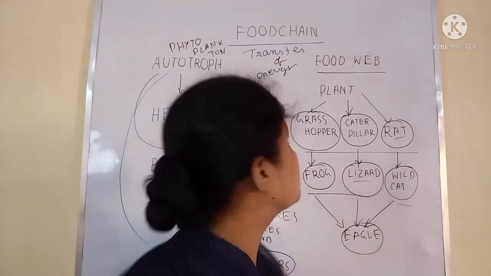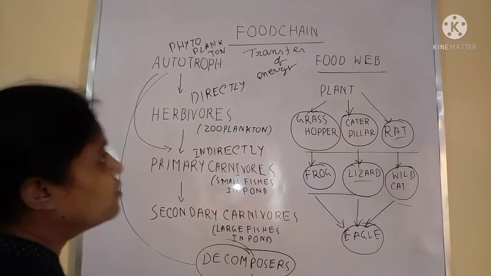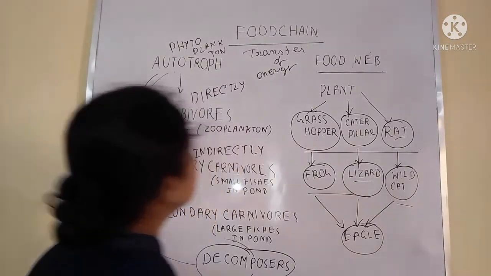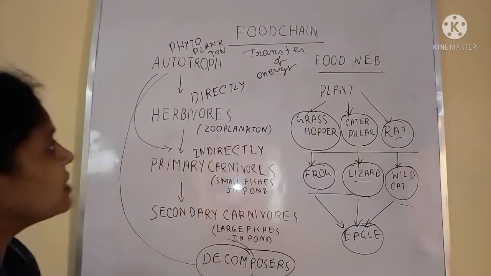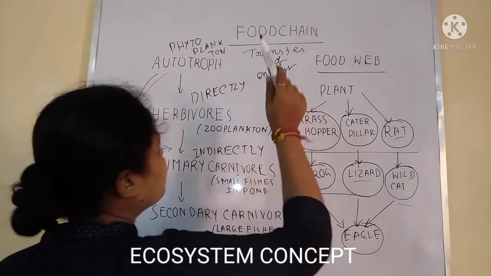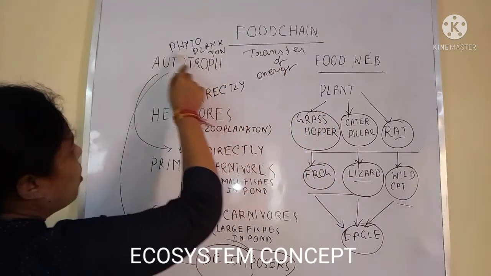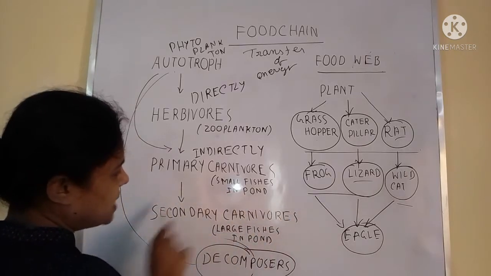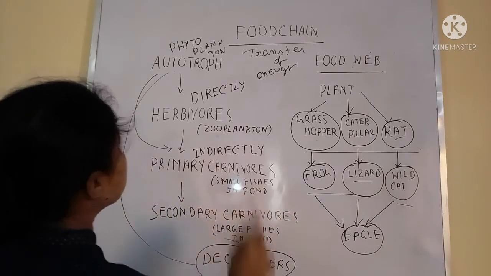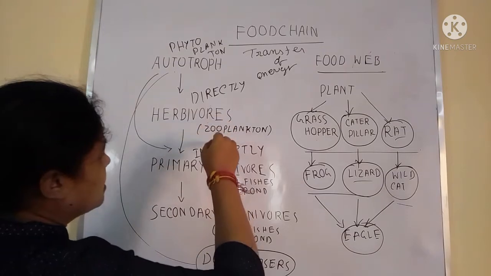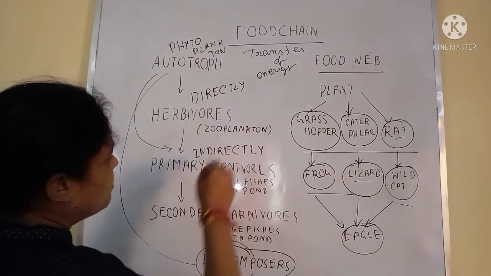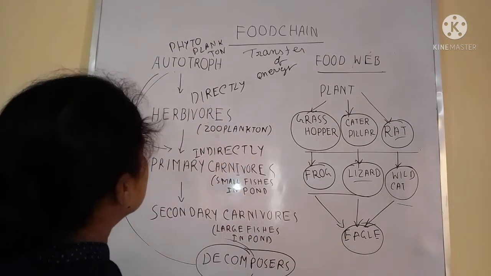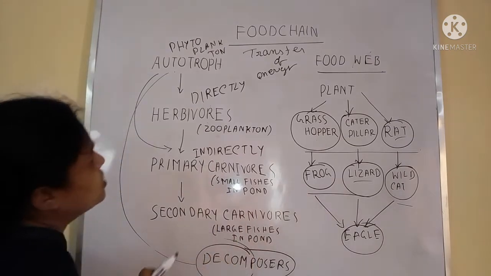Hello everyone, today's topic is food chain and food web. First topic. What is food chain? Food chain is the transfer of energy from the autotroph to the secondary carnivores and at last to the decomposer through these herbivores and the primary carnivores. So this is the food chain.